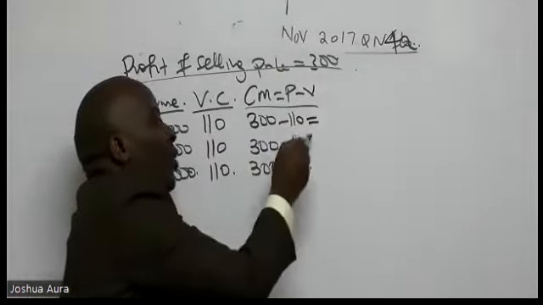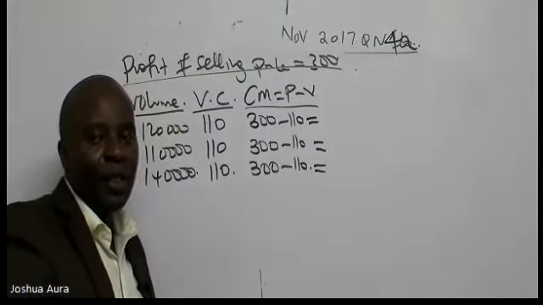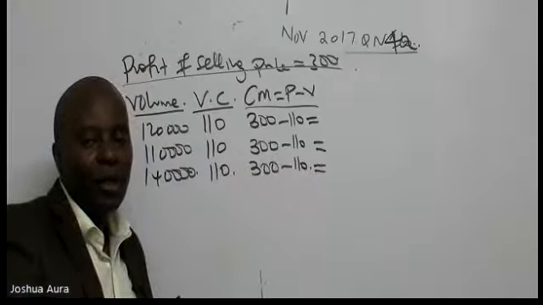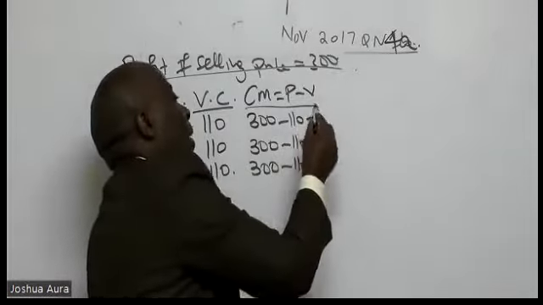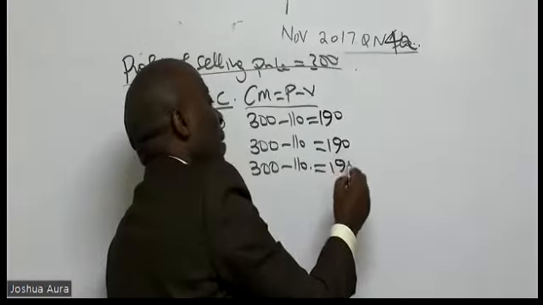Here we are lucky because we're going to have one figure throughout. So could you kindly give me this difference? 300 minus 110 gives me how much? It gives me 190. So I have here 190, 190, 190.